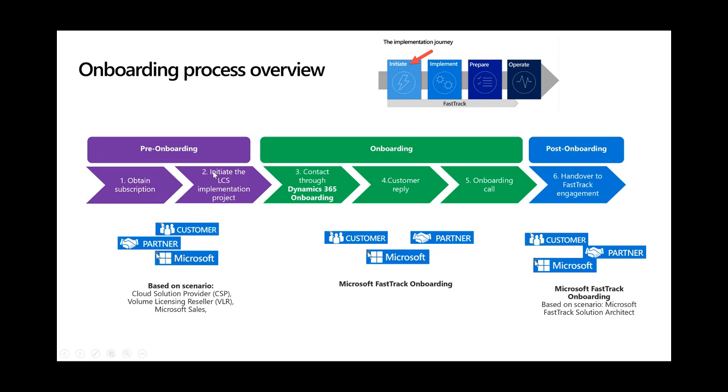Only once the LCS implementation project exists can the fast track team, the onboarding service, kick in. Currently, this is a very email-intense process. We send an email from the Dynamics 365 onboarding account to the project team. The project team hopefully replies, the onboarding call is scheduled, and it is executed. Once onboarding is completed, the project progresses to the next stage.